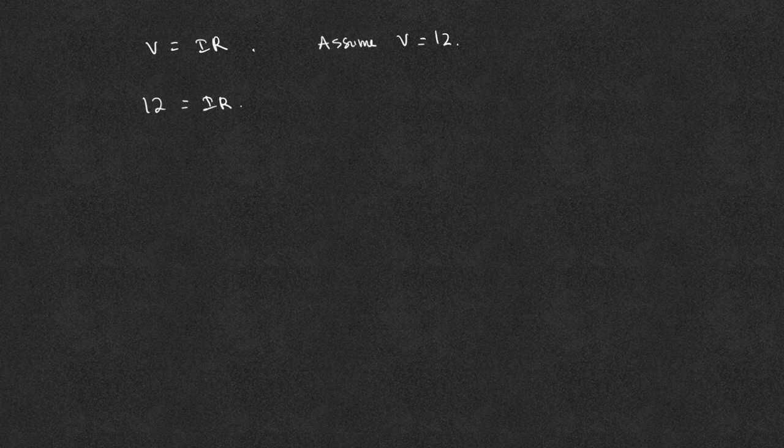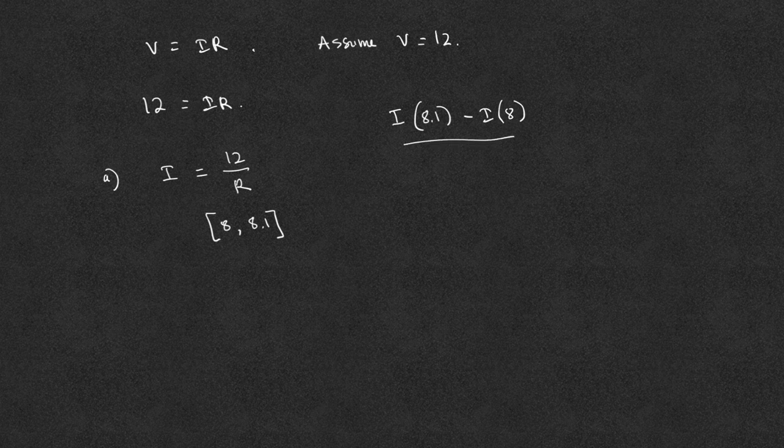Calculate the average rate of change of I. And so to compute the average rate of change of I, we first isolate I. I is 12 over R. The average rate of change of I with respect to R on the interval 8 to 8.1 is simply the slope of the secant line, which is I of 8.1 minus I of 8 over 8.1 minus 8.